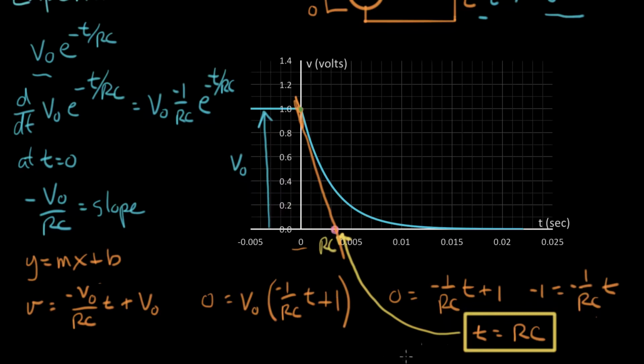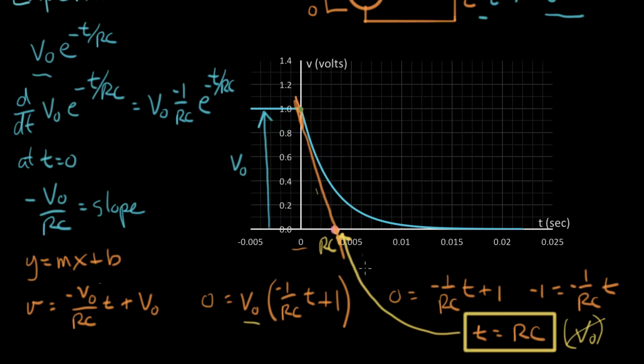And notice something here. There's no V naught in here. It's not here. It divided out in this step back here. It disappeared going from this step to this step. So independent of how high this thing starts, it can be high or it can be low, the slope of this line always goes right through the time equals RC.